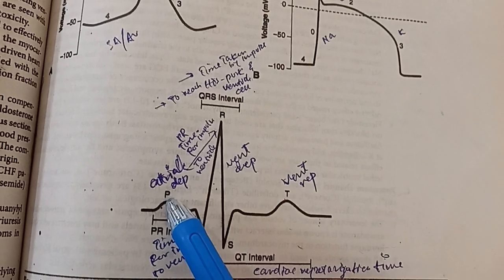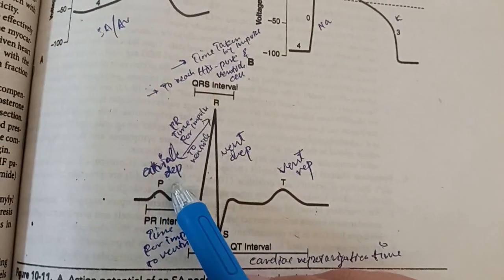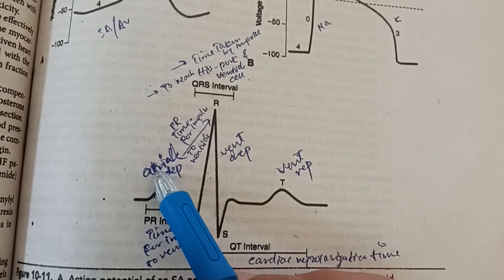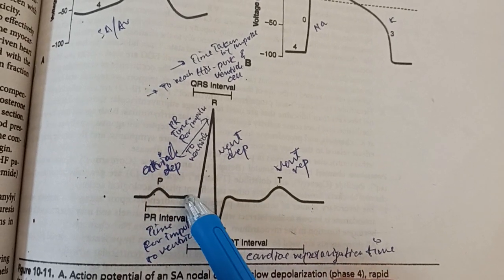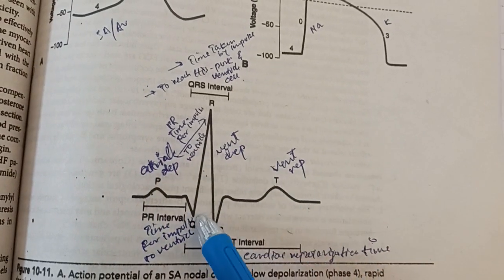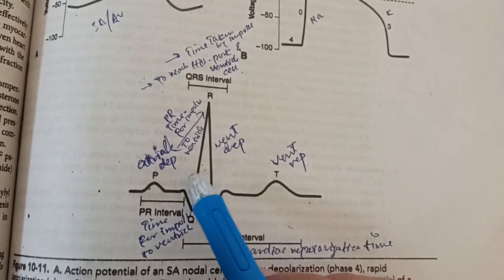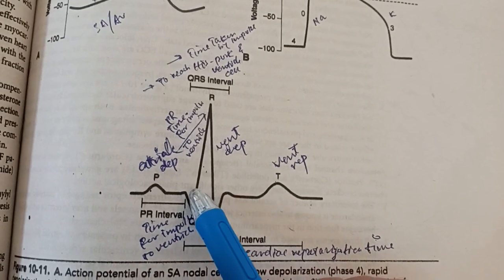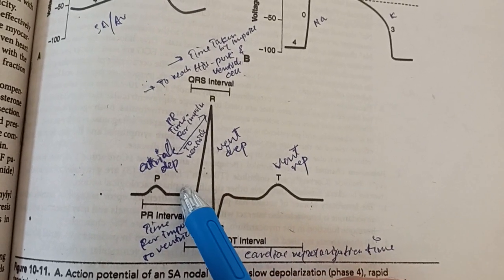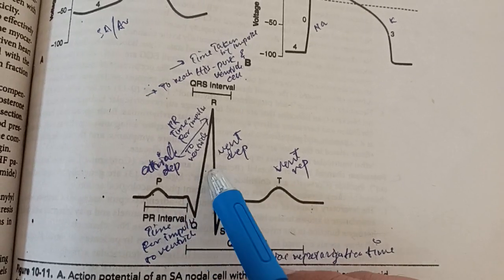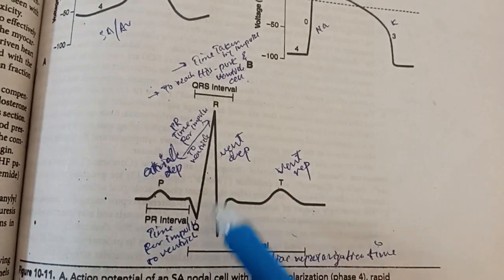Now a question that students should ask is: where is the atrial repolarization? We did not see any repolarization here. So where is atrial repolarization? For this, you are supposed to watch my other video. I will drop the link of that video in the description.